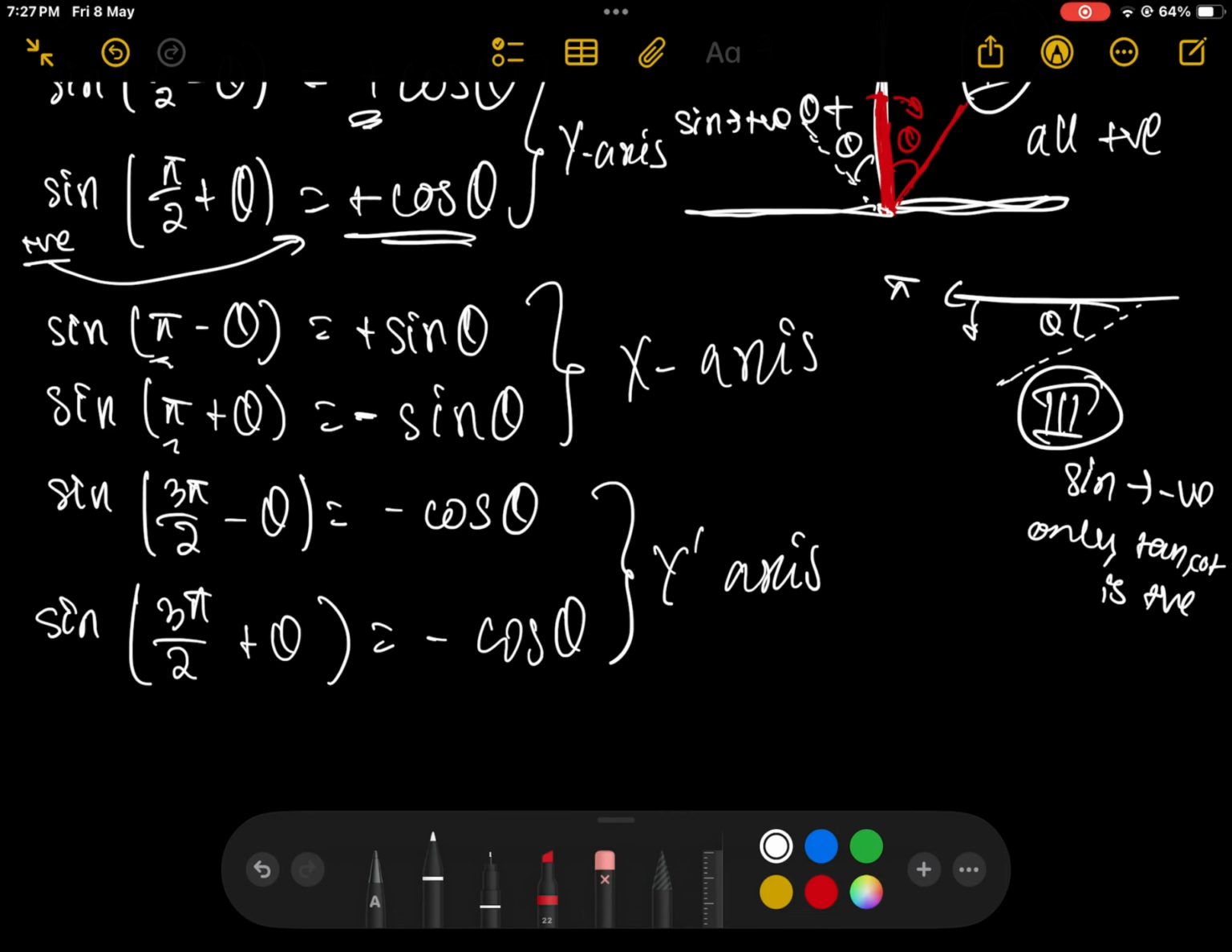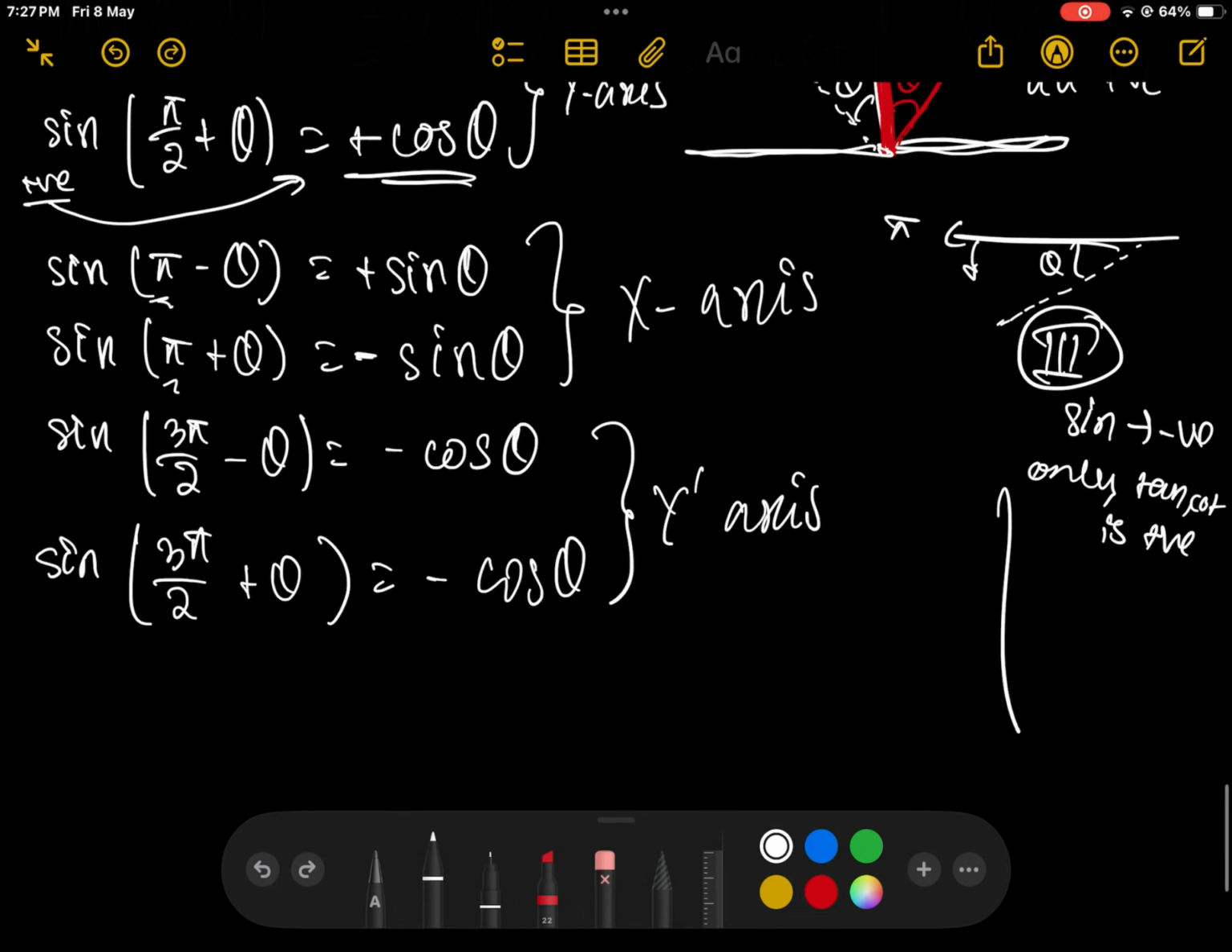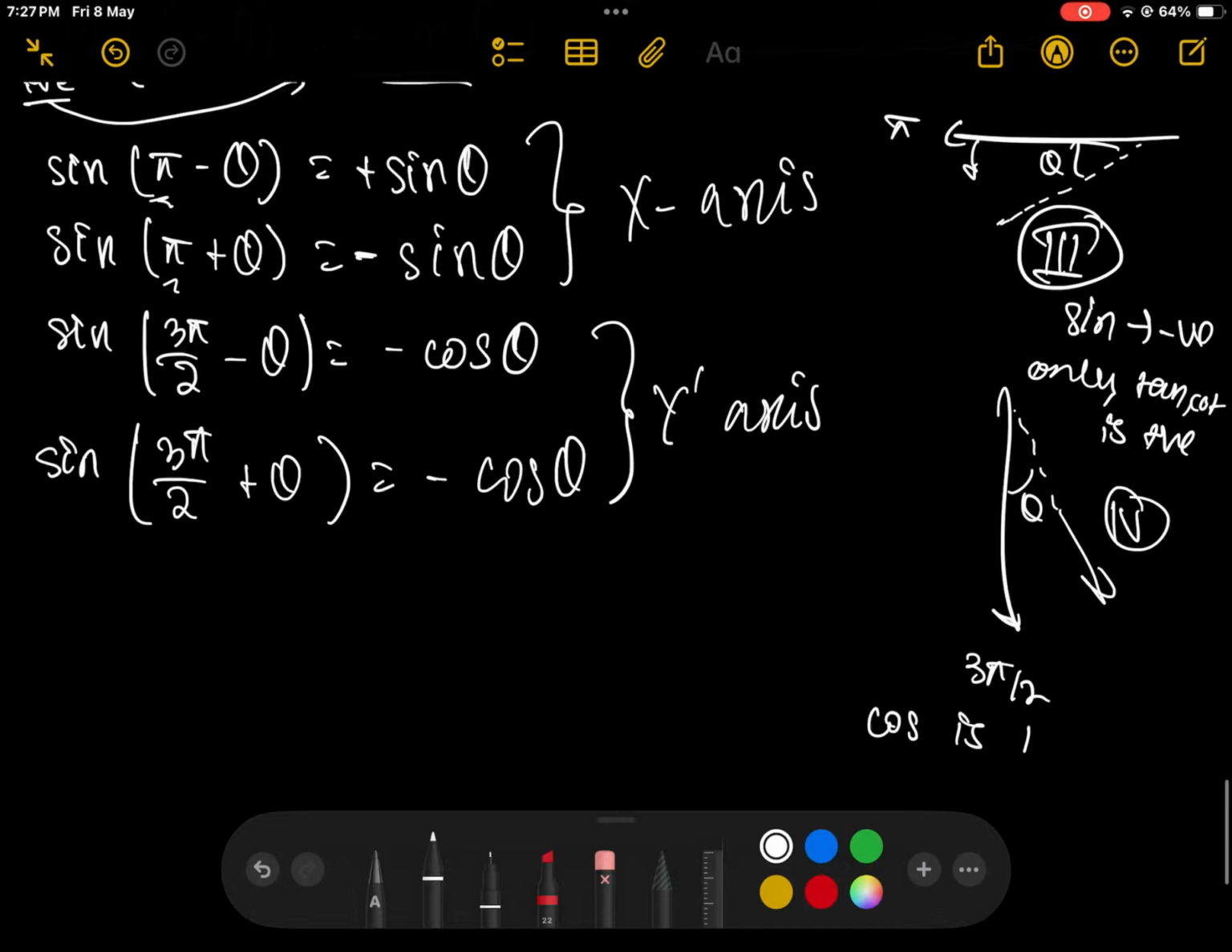This is going to be in the fourth quadrant where cos and sec are positive, but because sine is negative in the fourth quadrant, cos inherits the negative sign.